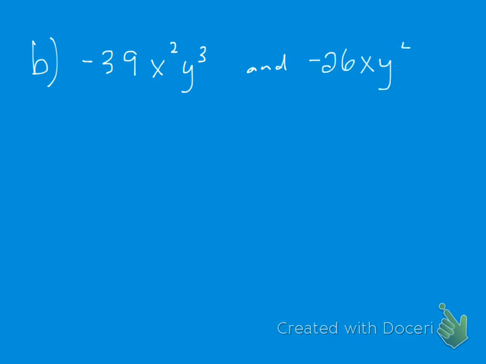Okay? Let's look at B. Does anybody have any questions? Okay. B is negative 39 x squared y cubed, and negative 26 x y to the 4th power.